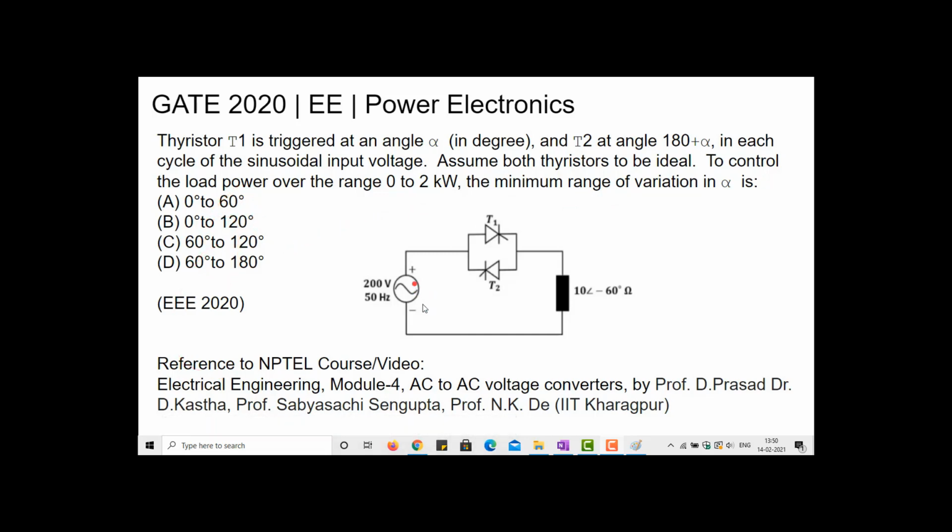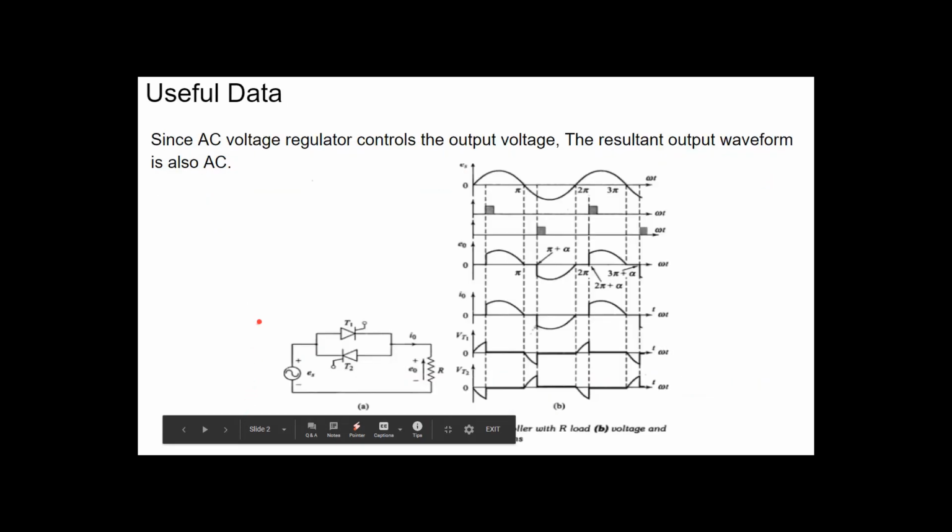To know the detailed working principle of the single phase full wave AC voltage regulator, the audience can go through the given NPTEL course or the video link. Let us have a brief discussion on the single phase AC voltage regulator. It is easy to analyze the circuit if we consider two cases. First case is when the supply voltage is positive. Second case is when the supply voltage is negative.